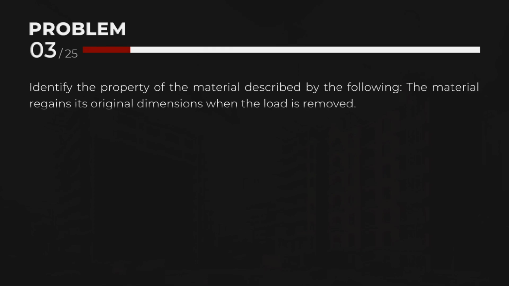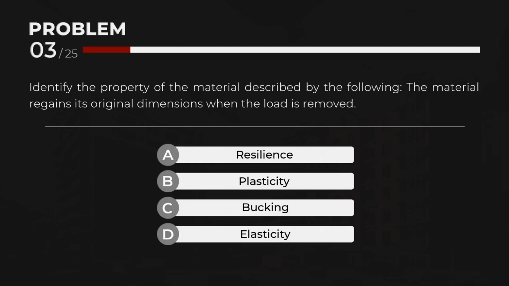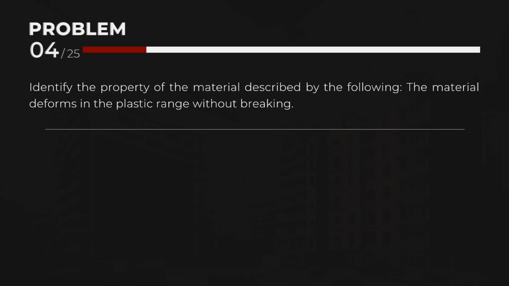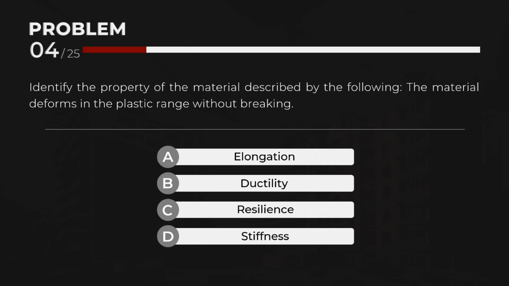Identify the property of the material described by the following. The material regains its original dimensions when the load is removed. D. Elasticity. Identify the property of the material described by the following. The material deforms in the plastic range without breaking. B. Ductility.